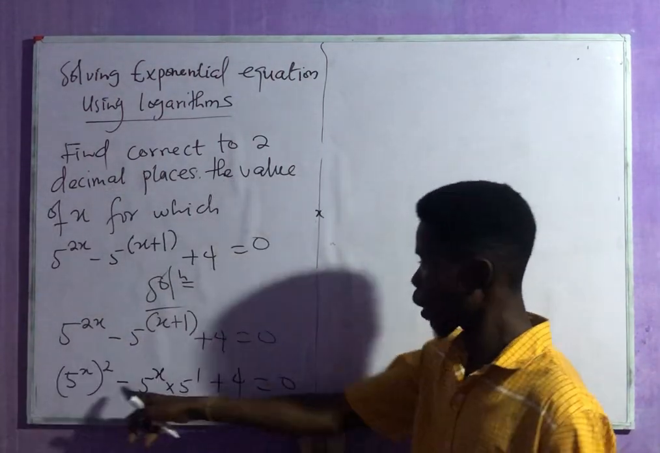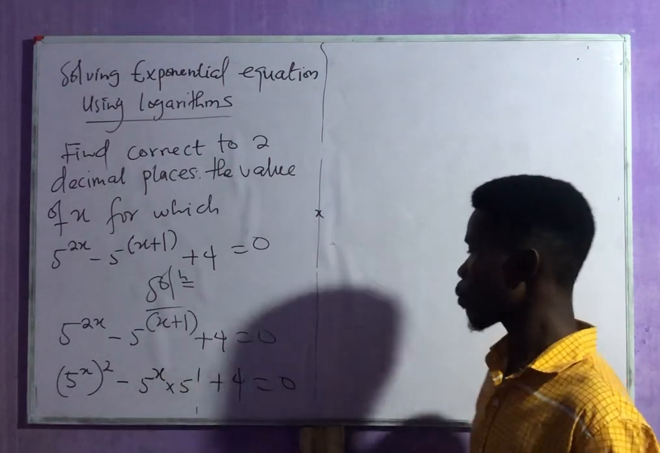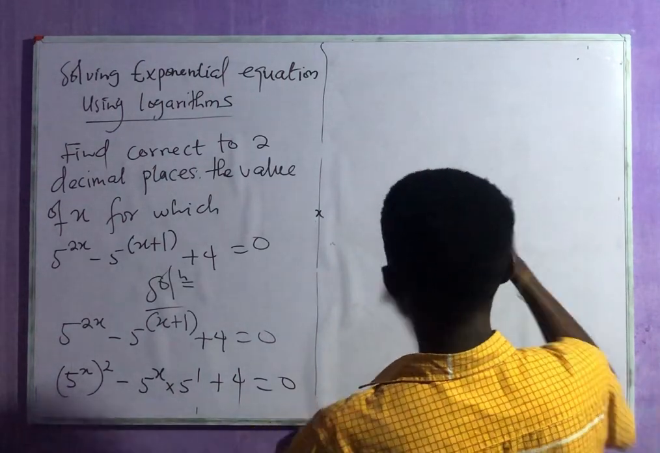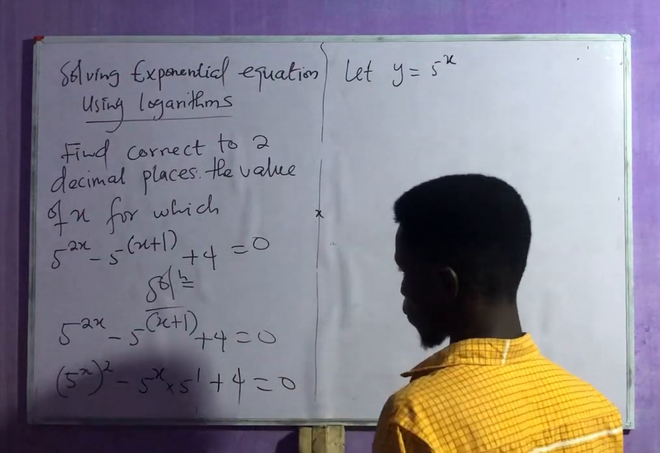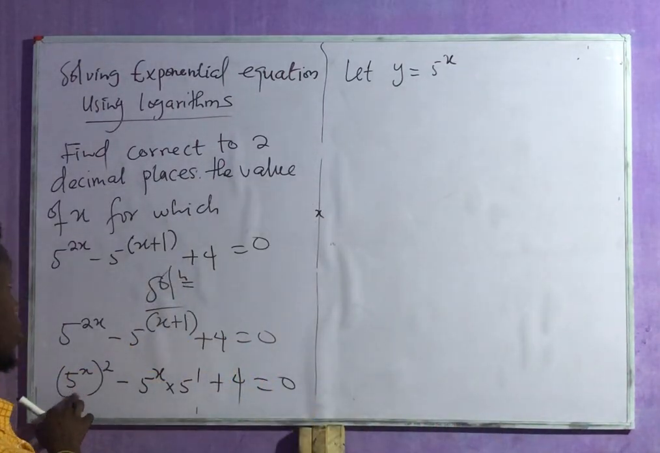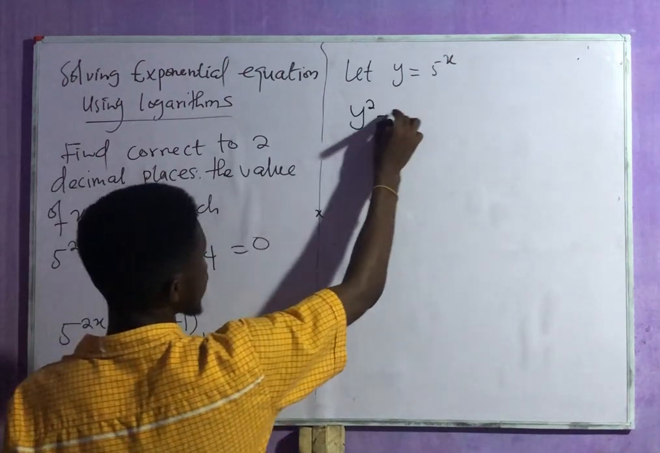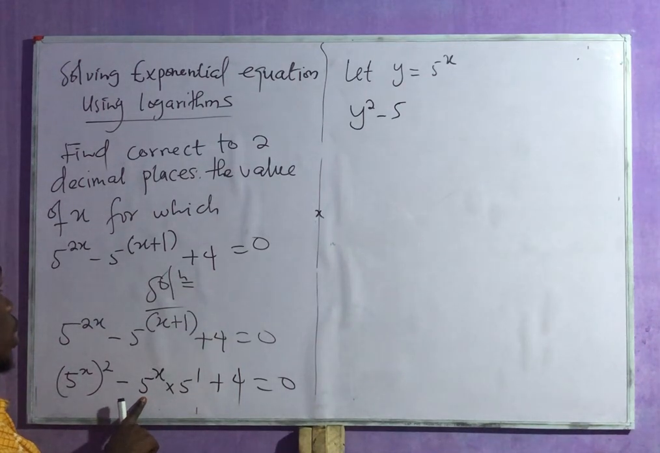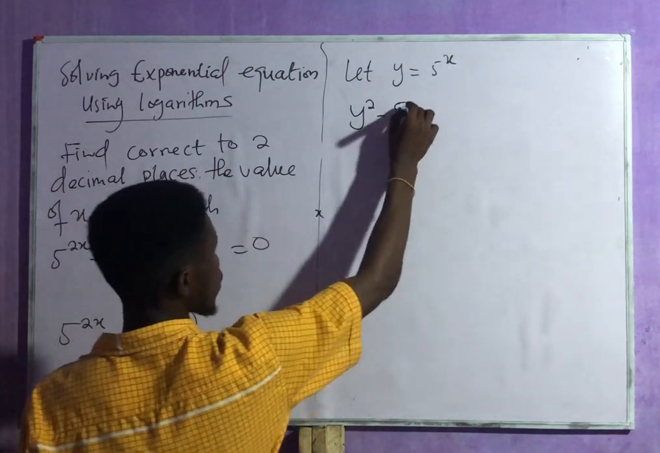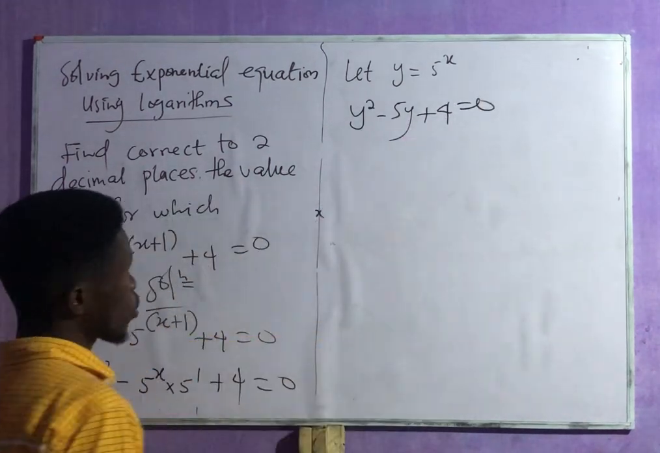Now if you look at this one and that one, they are the same. So what you do here is very simple. Let y represent 5 to the power x. So whenever I get to this side, I replace it by y. And there's a square, so this is going to be y squared minus 5 times y, because 5 to the power x is y, plus 4 equals 0. Now this is what we have.